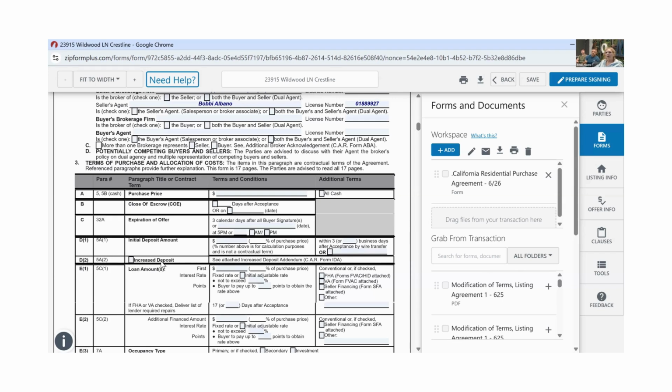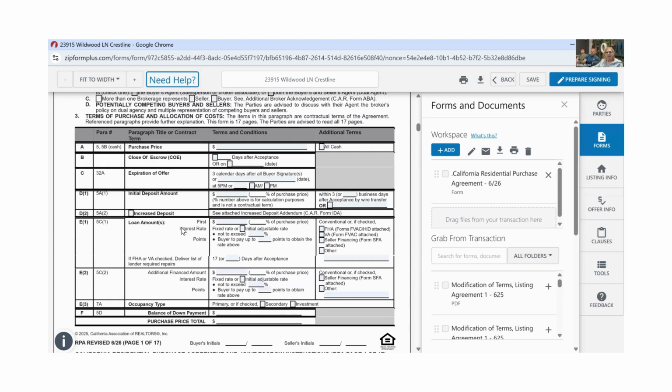All right, if there's an increased deposit, then you would check this box. Why would you have an increased deposit? Well, let's say that your buyer doesn't have even 1%, and you want to make this offer stronger. So you're going to say that your buyer is going to increase the deposit at some later date. If you check this box, this addendum already populates into your folder, and it's the IDA form, increased deposit addendum. And then you would fill that out too.